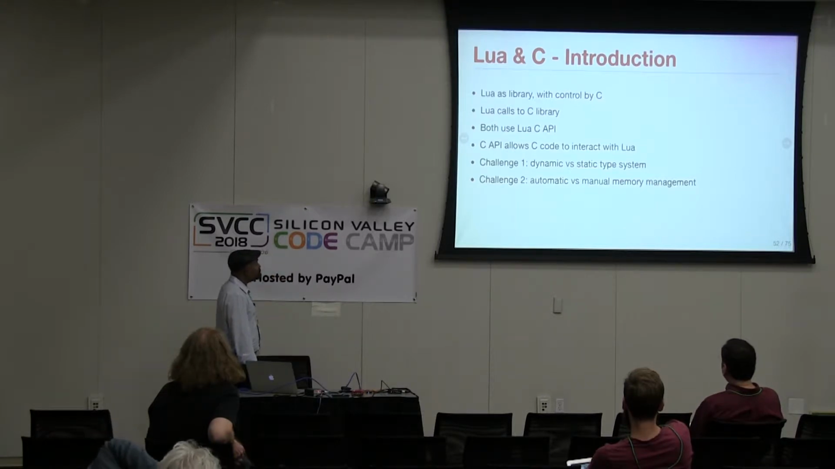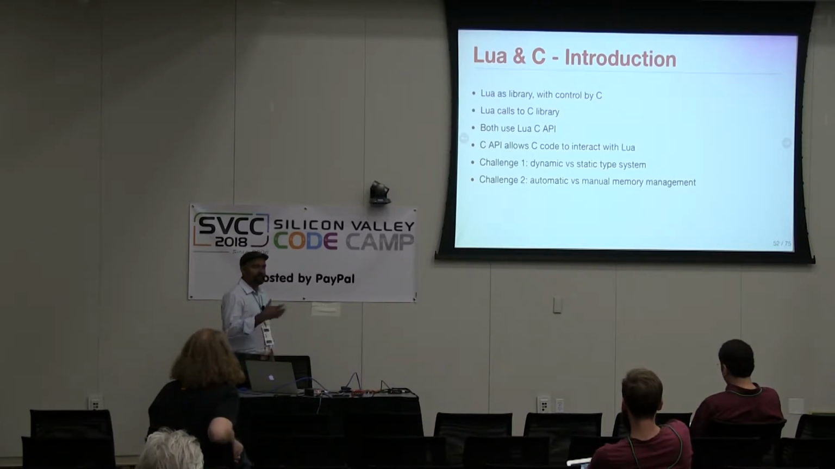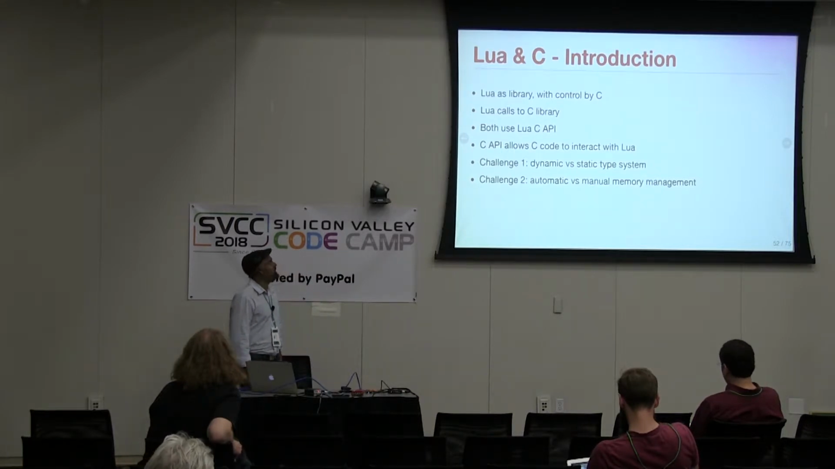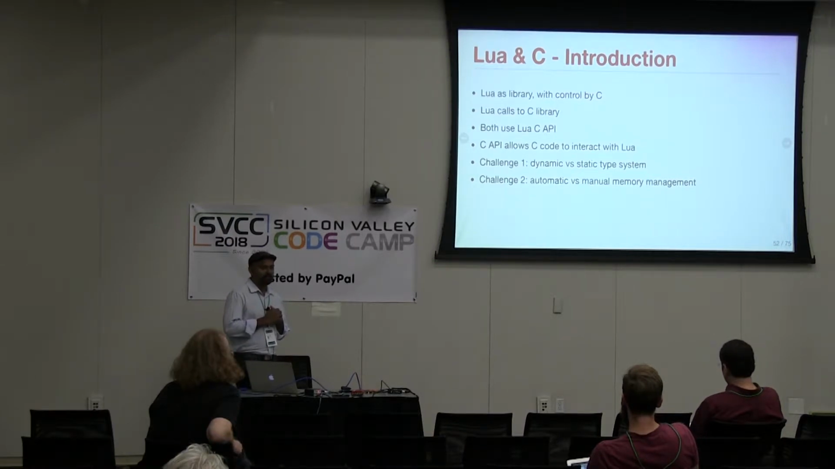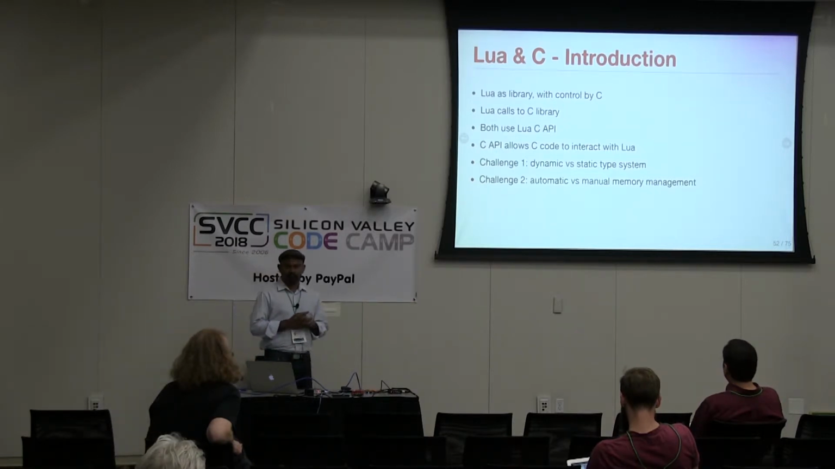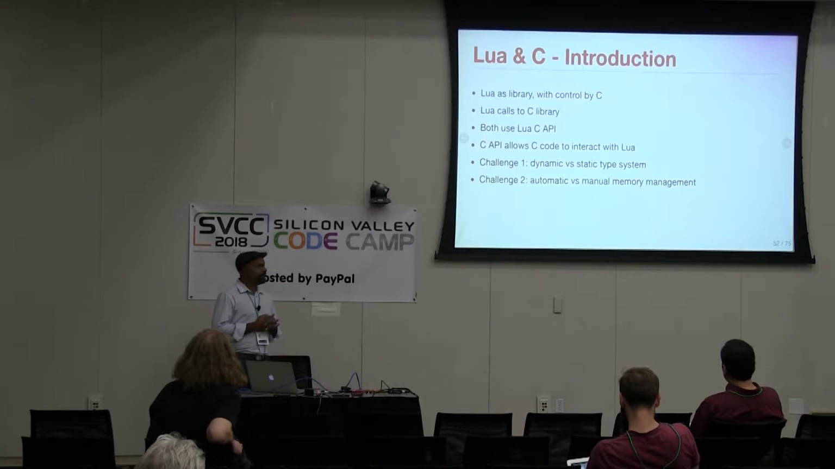So there are two ways of integrating Lua and C. You can use Lua as a library inside of your C function, or you can extend Lua with C libraries. Both of them use the C API. Now there are two different challenges. One is that Lua has a dynamic type system, whereas C has a static type system. The other one is that memory management in C is manual. You all know this, but you have to do malloc and free yourself. In Lua, all of this is garbage collected.